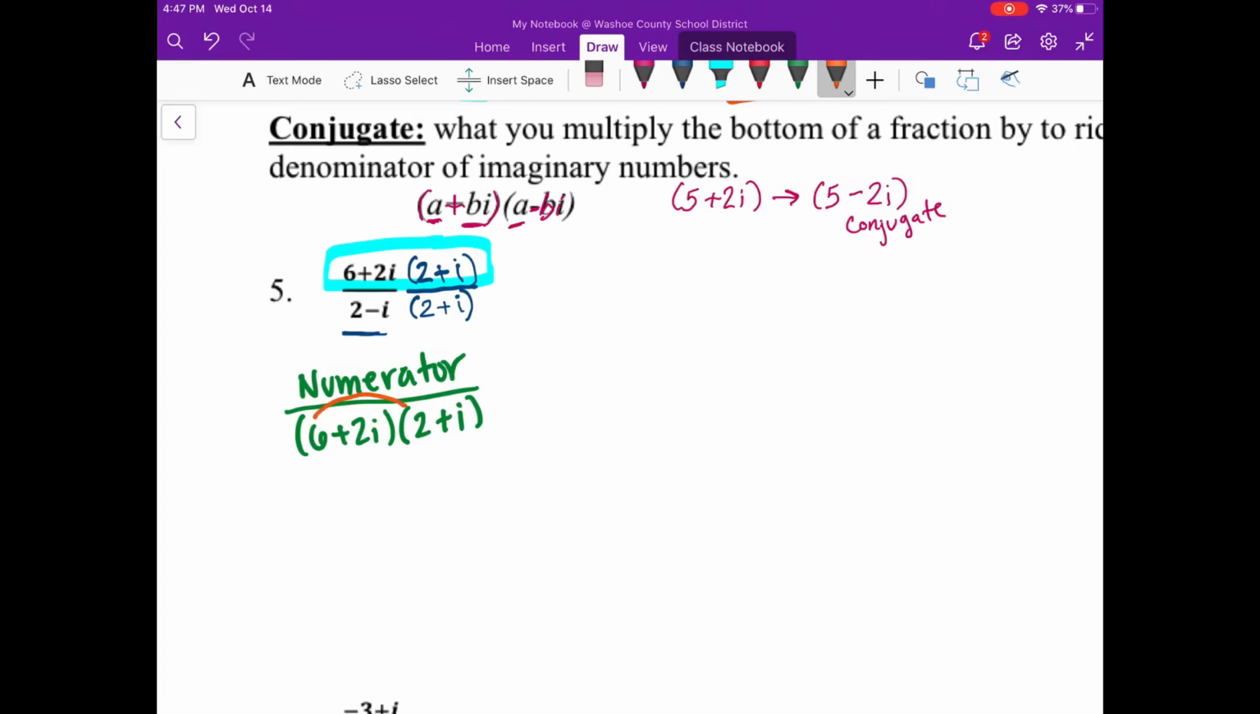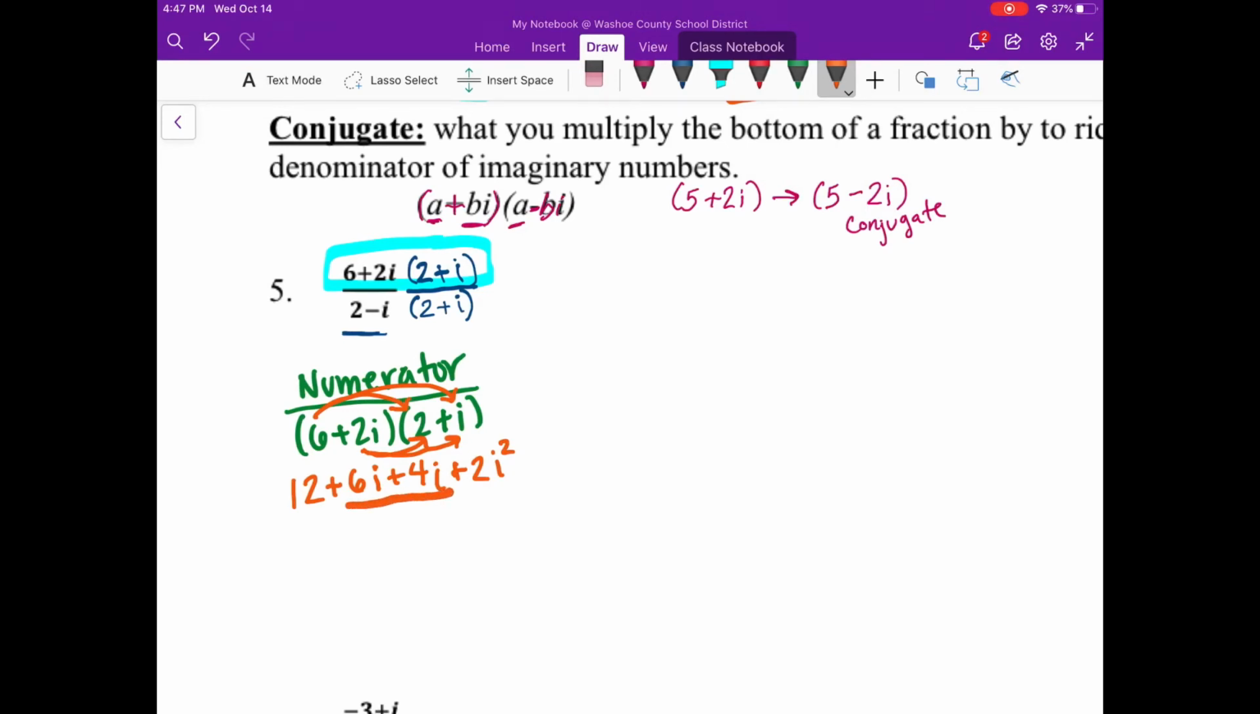So I'm going to take this problem and I'm going to start double distribution. So 6 times 2 is 12, plus 6 times i is 6i. Then I'm going to do the second term. 2i times 2 is positive 4i. And 2i times i is a positive 2i squared.